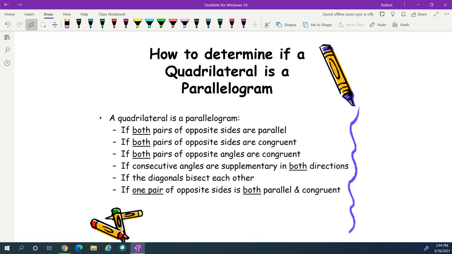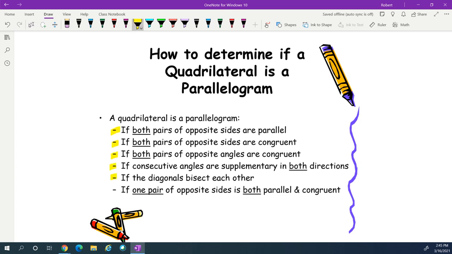Well, we check to see any of the properties. We test if both pairs of opposite sides are parallel. We test if both pairs of opposite sides are congruent. We test to see if both pairs of opposite angles are congruent. We test the consecutive interior angles being supplementary in all directions, so across and up and down. We check or test to see if the diagonals bisect each other. So those 5 are the properties of a parallelogram.